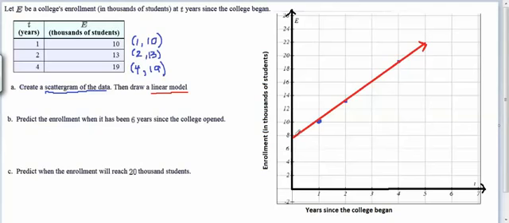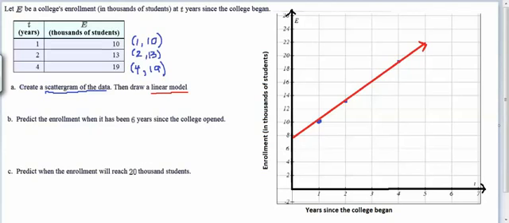Notice I didn't draw the line continuing outside this quadrant because outside this quadrant it's talking about negative T values. And if we think about what T means, it's the year since the college began. So before that college began, well, we know the enrollment couldn't have been anything. The enrollment was 0, so it doesn't make sense to extend this trend past the vertical axis.